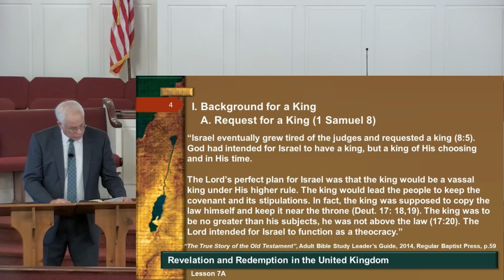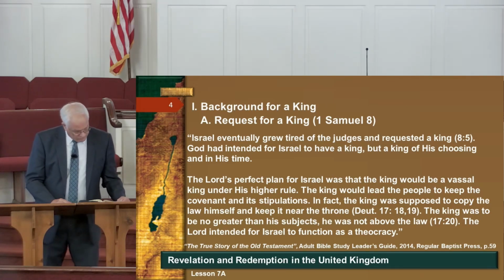He will take your sons and appoint them for himself, for his chariots and for his horsemen, and some shall run before his chariots. And he will appoint him captains over thousands and captains over fifties, and he will set them to ear his ground and to reap his harvest and to make his instruments of war and instruments of his chariots. And he will take your daughters to be confectionaries and to be cooks and to be bakers.